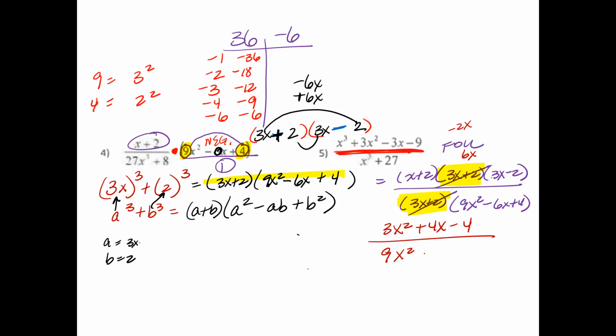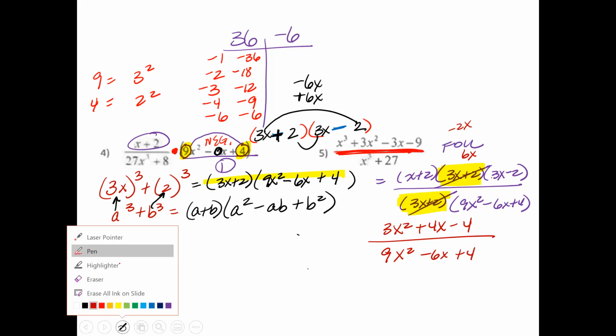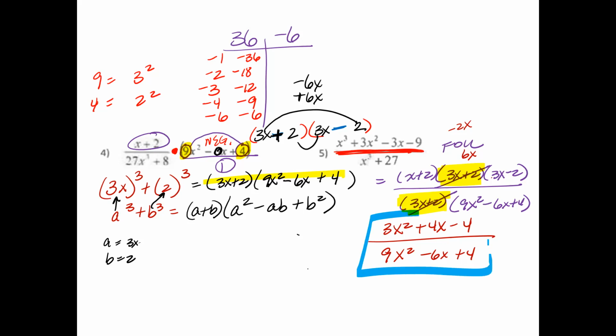On the bottom, 3x squared minus 6x plus 4. And that, you guys, which I know is a lot, is your answer. And that's how we multiply rational expressions.